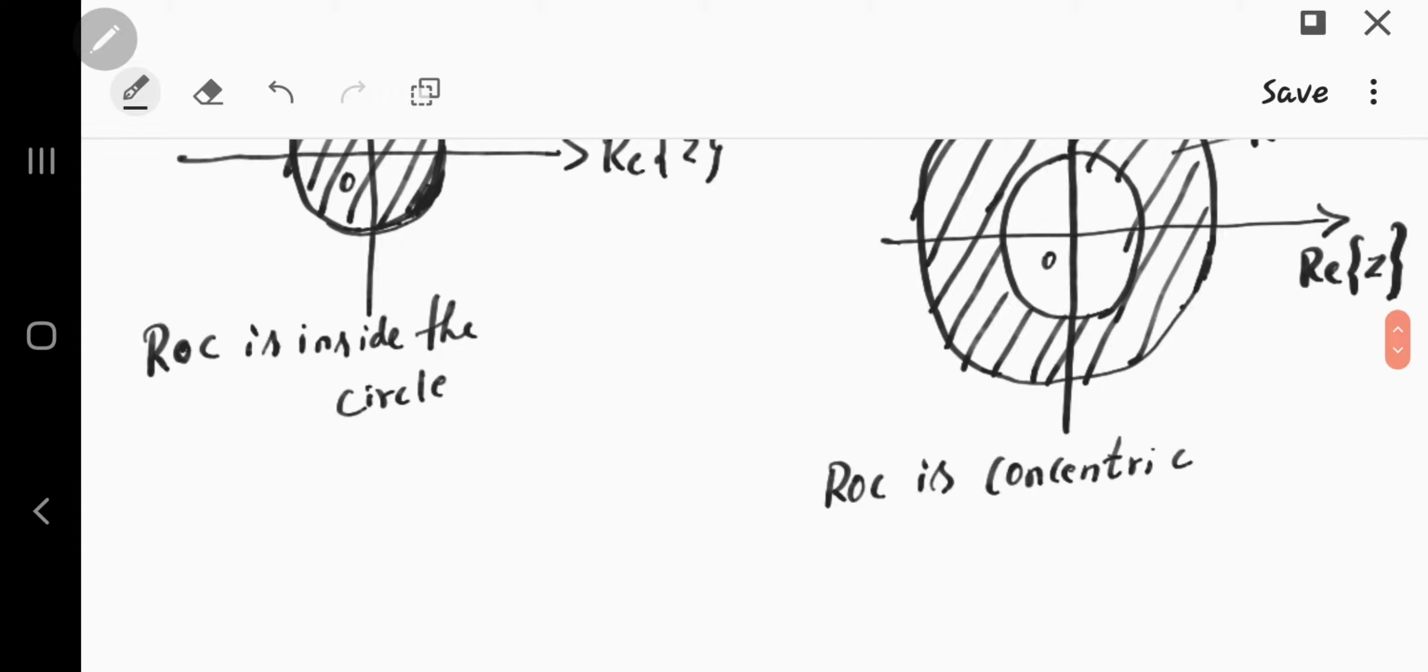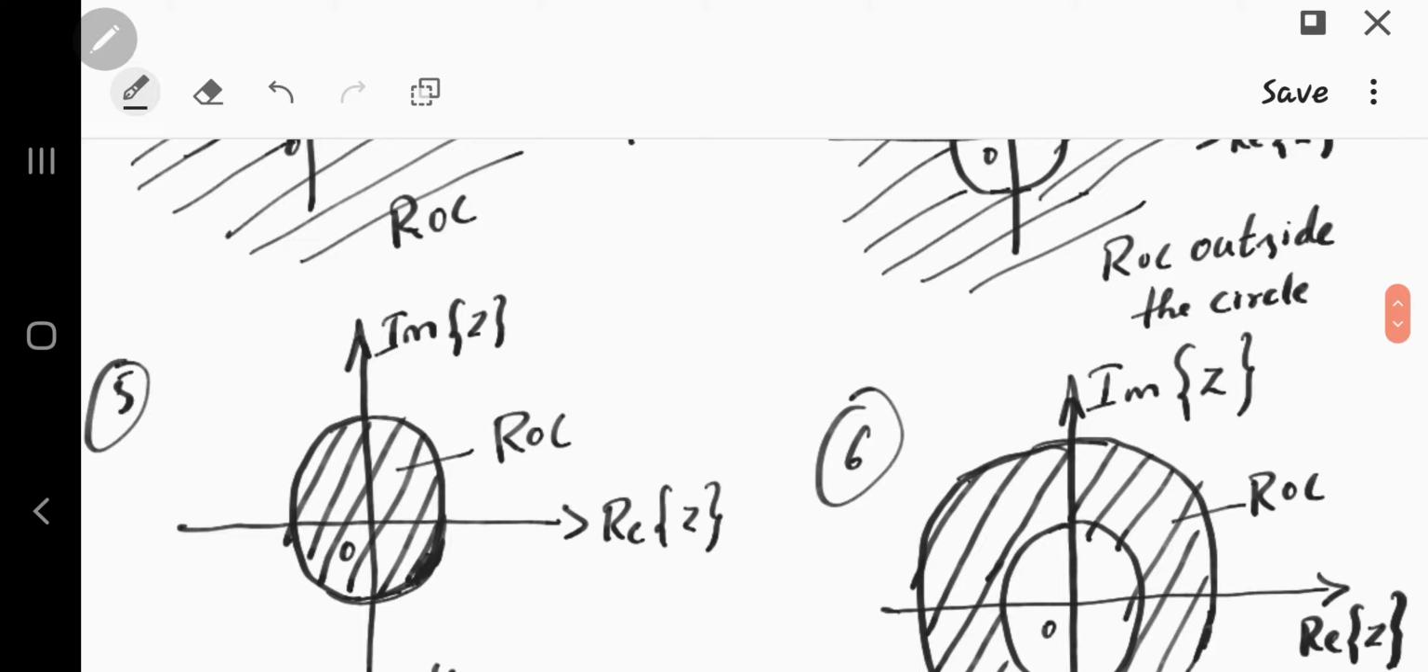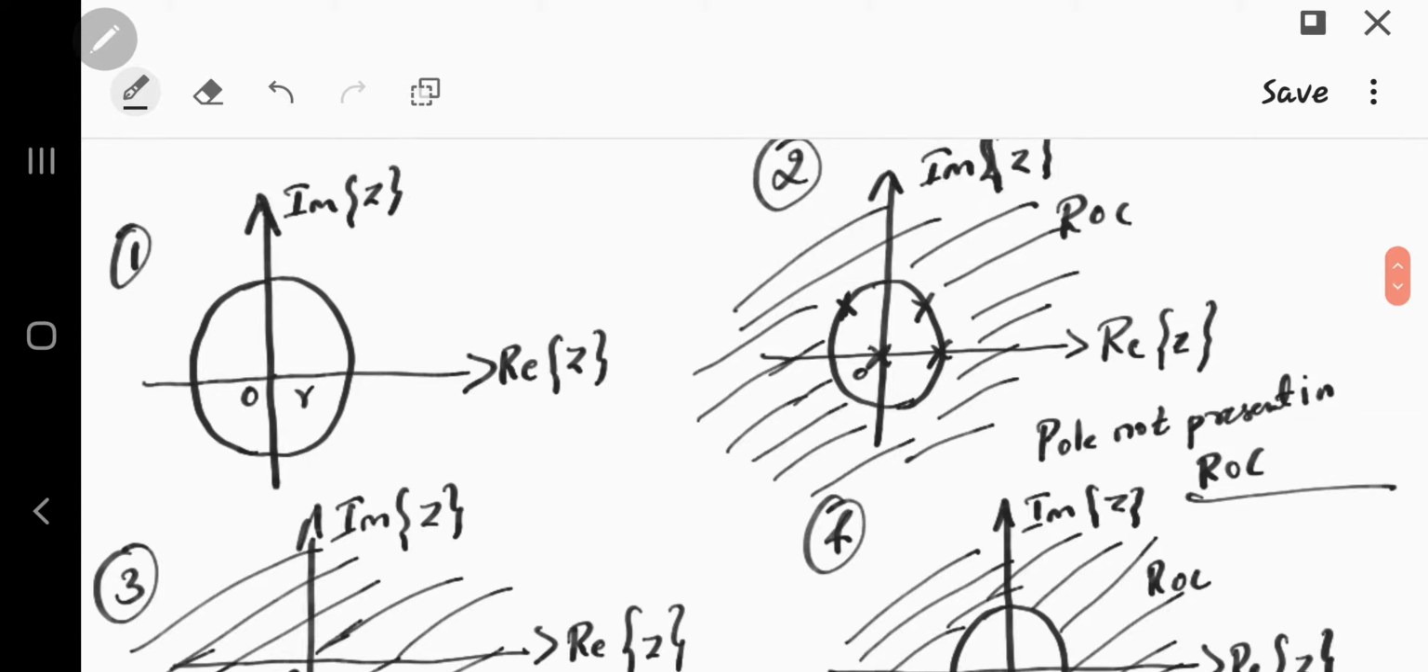So this is the sixth property. Okay, so this is how you have to remember graphically whenever the property we are going to apply that.